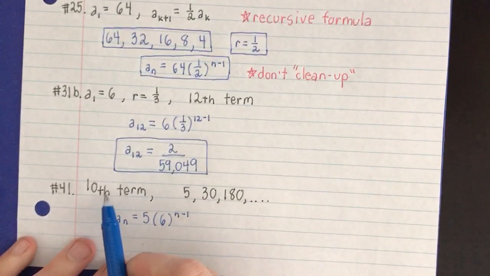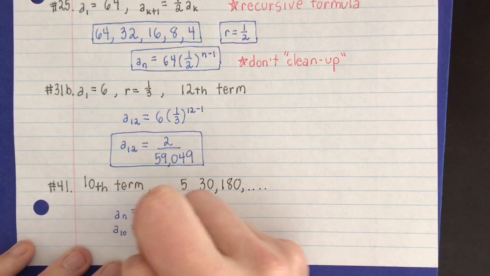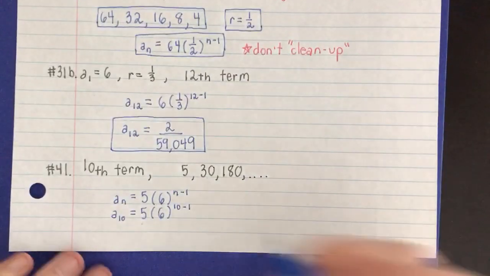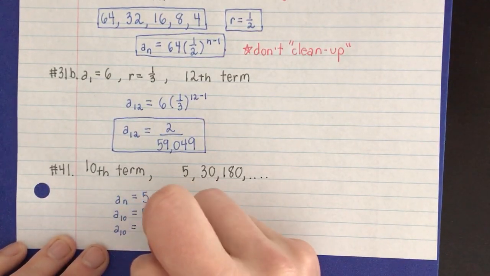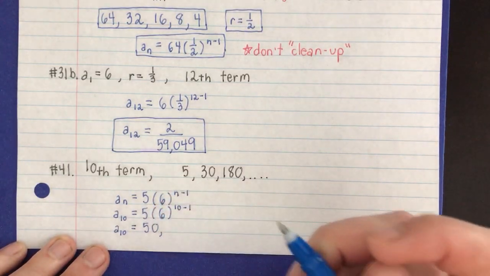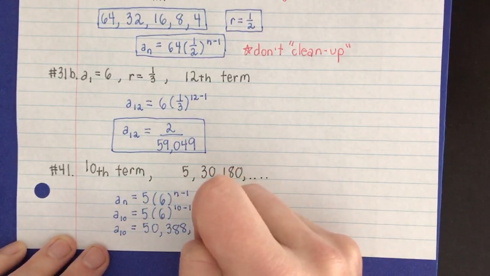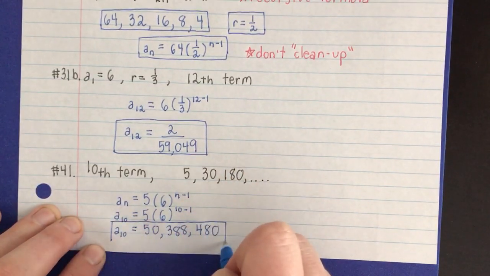We want the 10th term though, so it would be a sub 10 equals 5 times 6 raised to the 10 minus 1. Plug that in your calculator, and you get a sub 10 equals 50 million, can you believe it, 388,480. That would be your final answer.